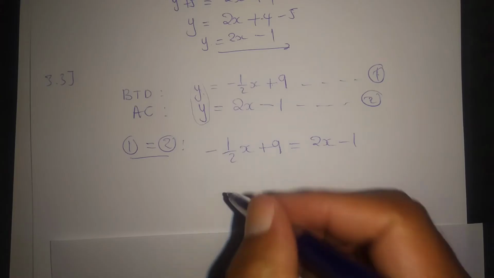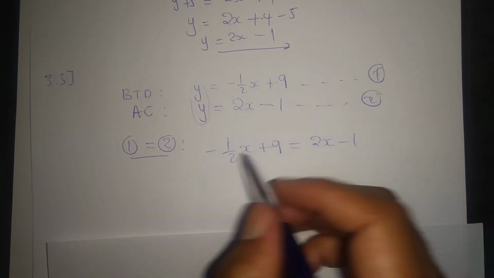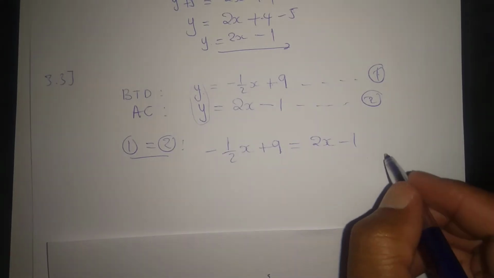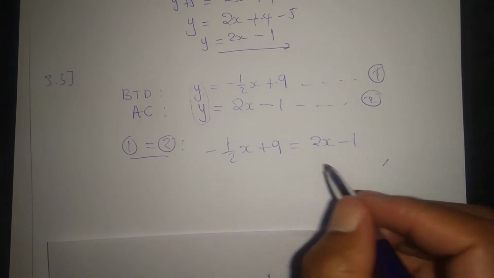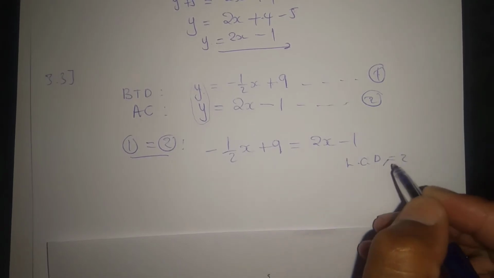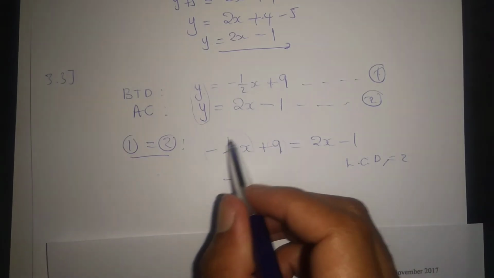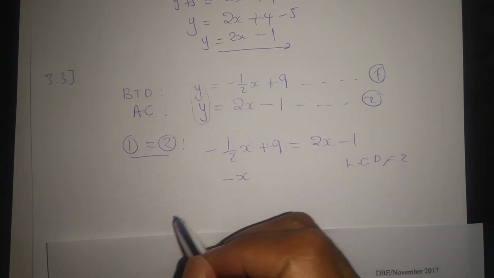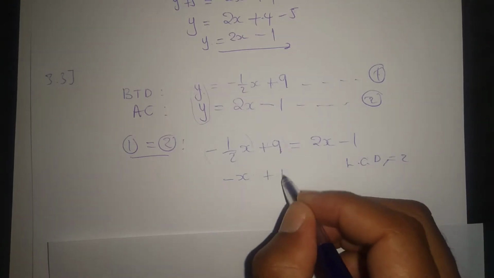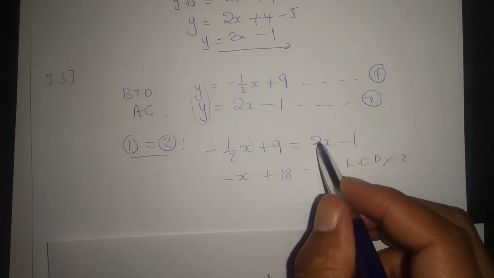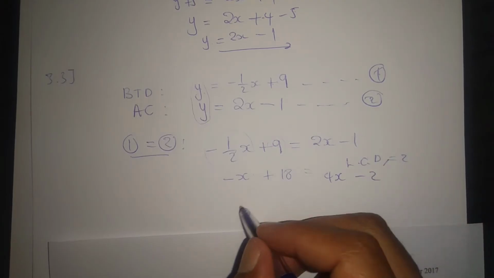So simplify. But first, we must deal with this 9. We have a fraction here, so therefore we must multiply throughout by 2. I don't want a fraction in my equation, so multiply by my LCD, which is 2. Multiply by 2 here, I get minus x. Multiply by 2 here, this 2 cancels with this 2. I'm left with minus 1x. 9 times 2 is 18, equal to 2x times 2 is 4x, minus 1 times 2 is minus 2. I simplify again.